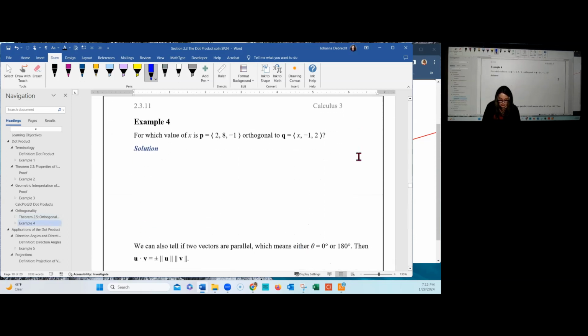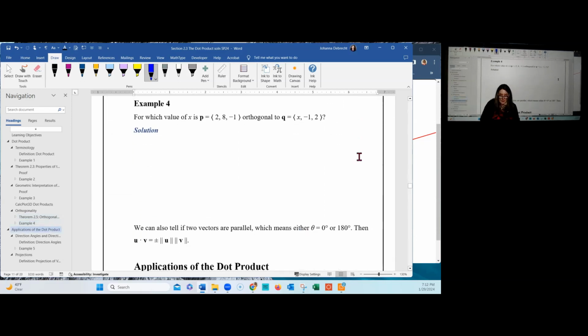Let's take a look at example 4. For which value of x is p orthogonal to q? So in order for them to be orthogonal, the dot product has to come out to be 0. So the first thing you want to do is dot p with q and get an expression. And then you need that expression to equal 0. So I'm going to pause the video here, go ahead and work out the example, then turn the video back on and we'll compare our results.